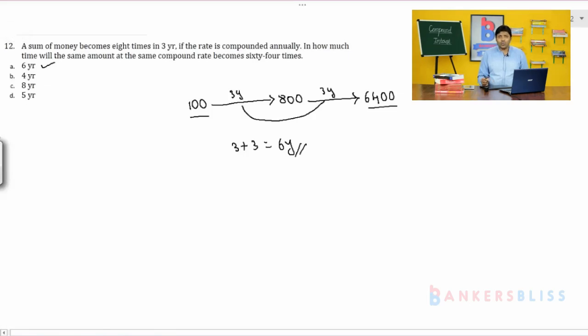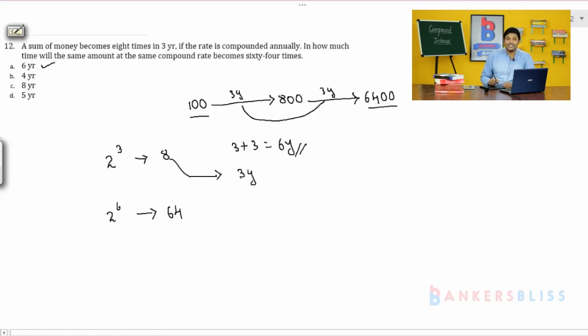See here, we have one more technique to solve. What are they telling? They are telling that it is going to become 8 times. So becoming 8 times means 2 cube. Next, it has to become 64 times. So 2 to the power of 6 is 64 times. So for 2 cube, 8 times, how many years does it take? It takes 3 years. And 2 power 5 is 32, 2 power 6 is 64.